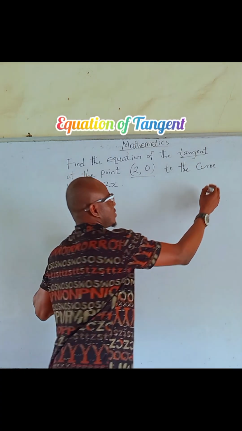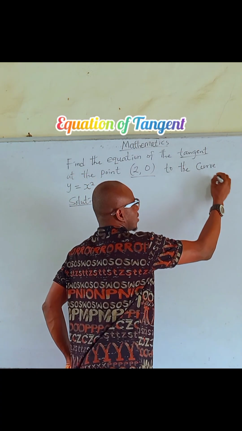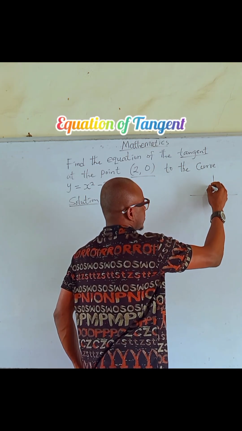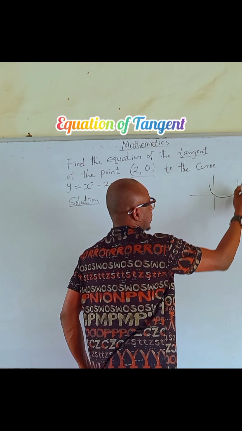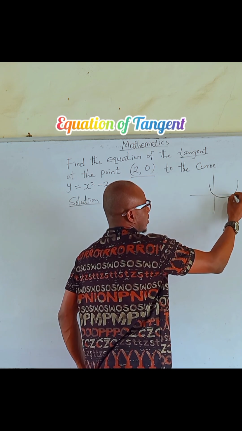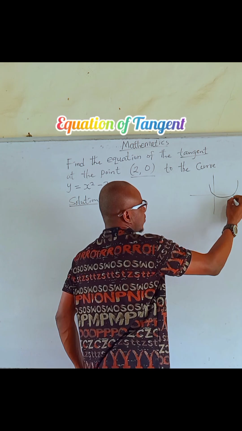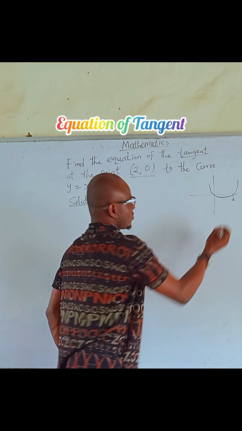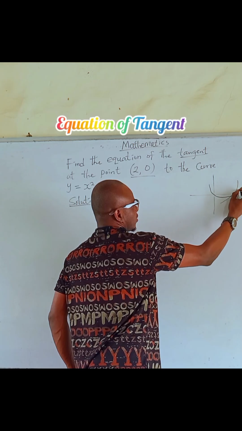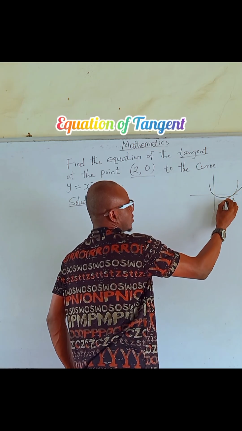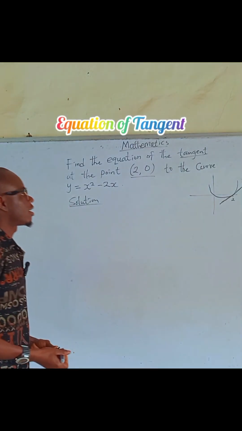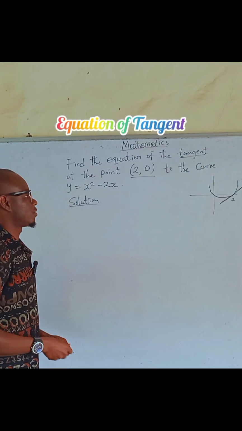This question is saying that there is a quadratic curve of this nature, and at a point where x is 2, we should find the equation of this straight line for this particular point on that curve.